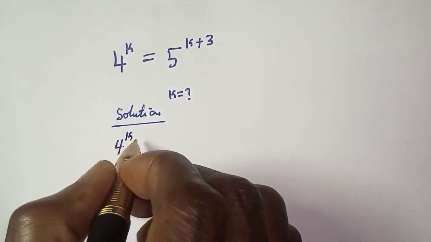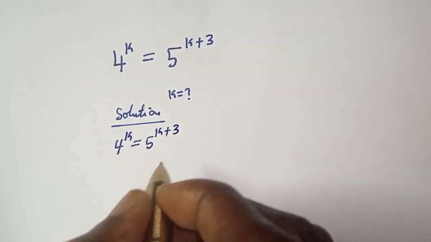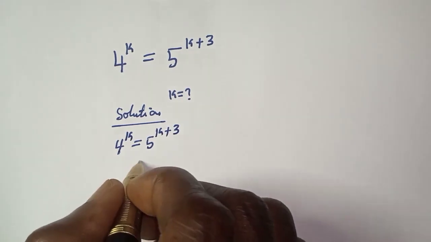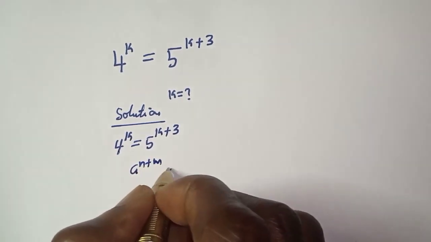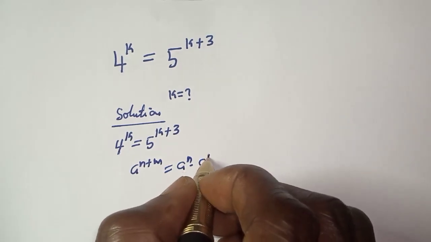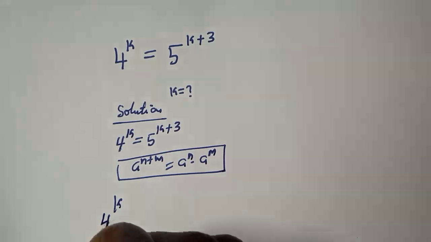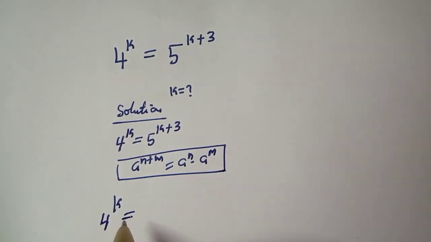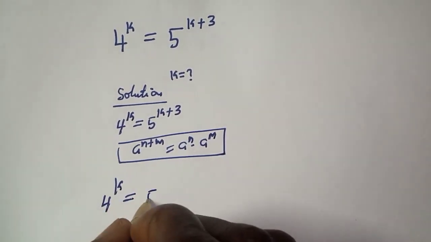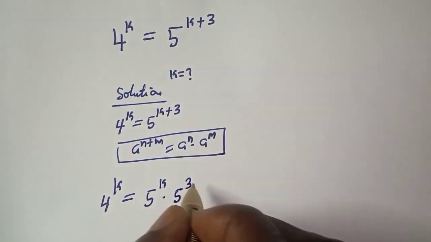Solution. 4 raised to power k is equal to 5 raised to power k plus 3. Now, if you have a raised to power n plus m, this is equal to a raised to power n multiplied by a raised to power m. So 4 raised to power k is equal to 5 raised to power k multiplied by 5 raised to power 3.